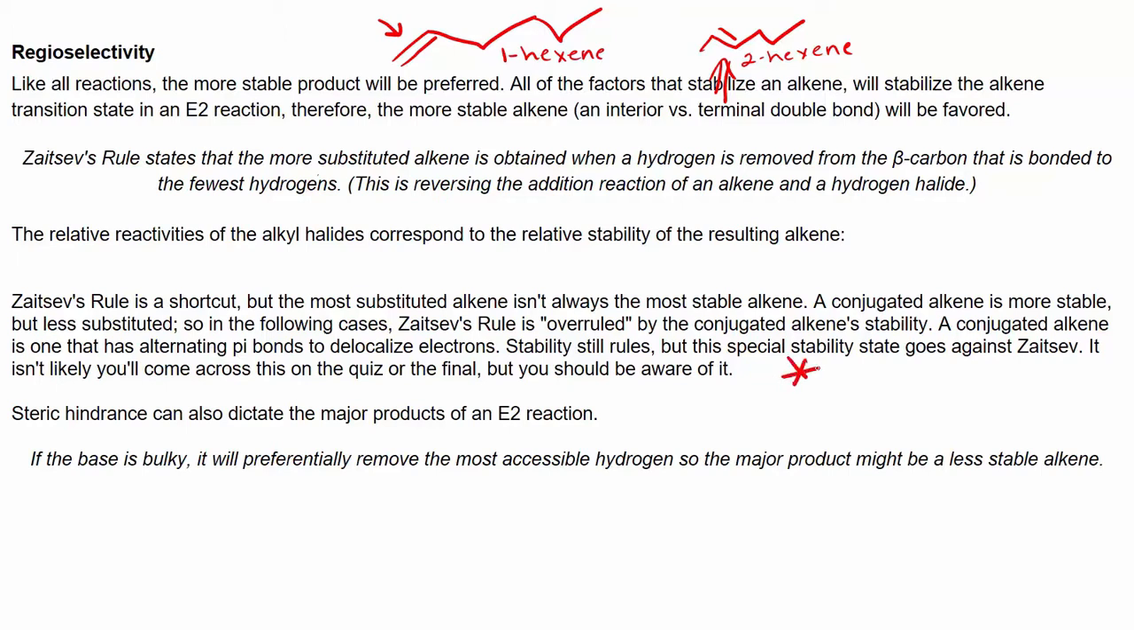Now, steric hindrance can also dictate major products of an E2 reaction, where you end up with not necessarily the most stable alkene. So we'll have to pay attention to not only how bulky the base is, but is it acting as a base or a nucleophile? What's the order of our alkyl halide, and all of those things. We'll bring that all full circle in a moment.